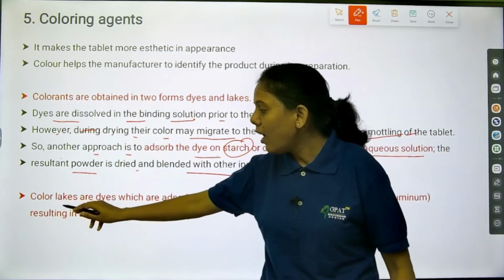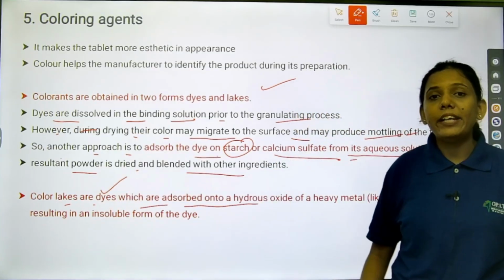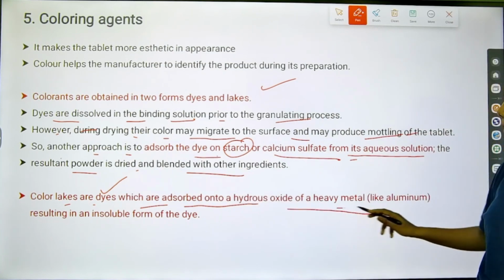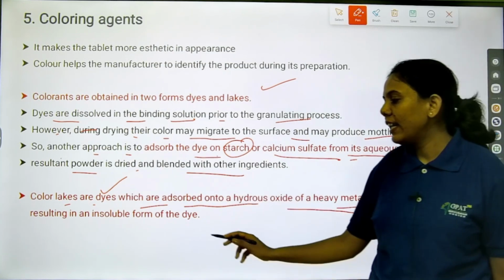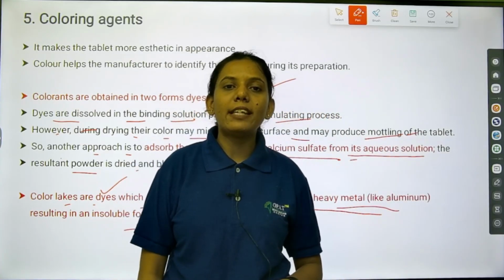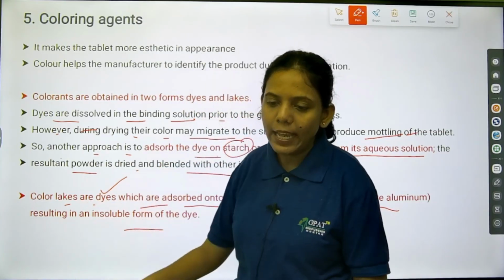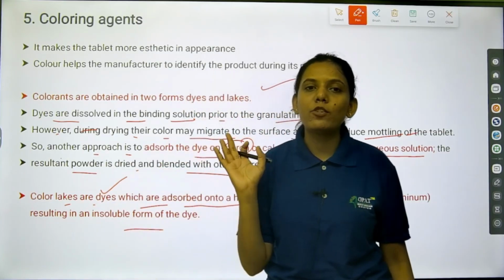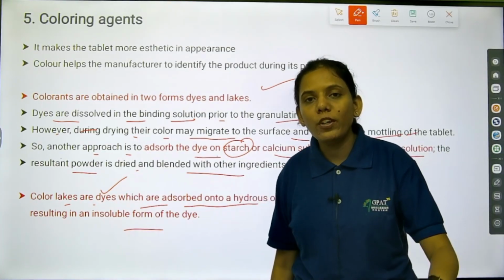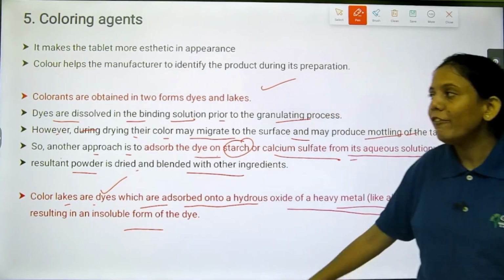So now color lakes are nothing but the dyes only. They are dyes which are adsorbed onto hydrous oxide of heavy metals like aluminium, resulting in an insoluble form of the dye. That becomes the insoluble form of the dye because it is adsorbed onto an adsorbent. So that is the difference between dyes and the lakes, but the whole purpose of both of them is to impart the color to the tablet. The only thing is that lakes will give you more uniform color, whereas in the dye there are chances it may undergo the mottling phenomenon.